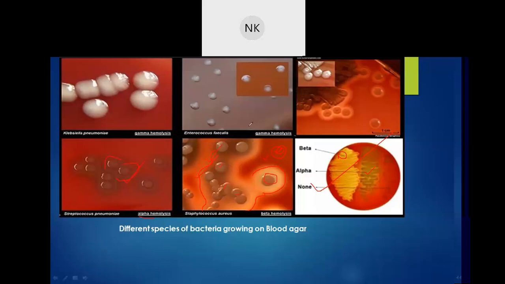And next, coming to gamma hemolysis. One example is Enterococcus. Here the RBC cells are not lysed at all. The bacteria does not lyse the RBC cells because it does not contain any exotoxins to be released. Enterococcus faecalis or Klebsiella pneumoniae do not produce any exotoxins which can be released into the blood agar medium to lyse the RBC cells. So this is about different species of bacteria growing on blood agar medium.